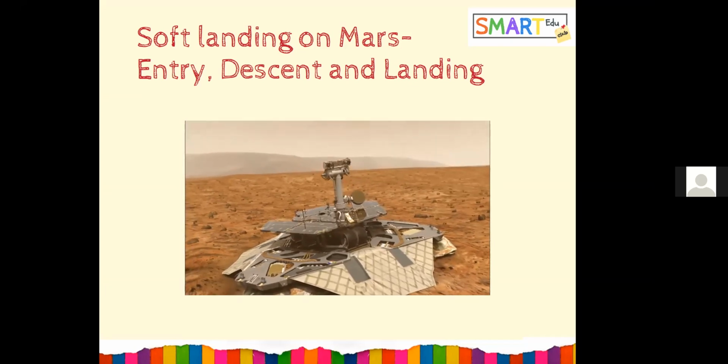This is called entry, descent, landing. So entry, we are entering the Martian atmosphere, with the burning, the friction of the gas with the spacecraft. Descent, so we are getting closer to the surface, and then landing, touching the ground, okay?